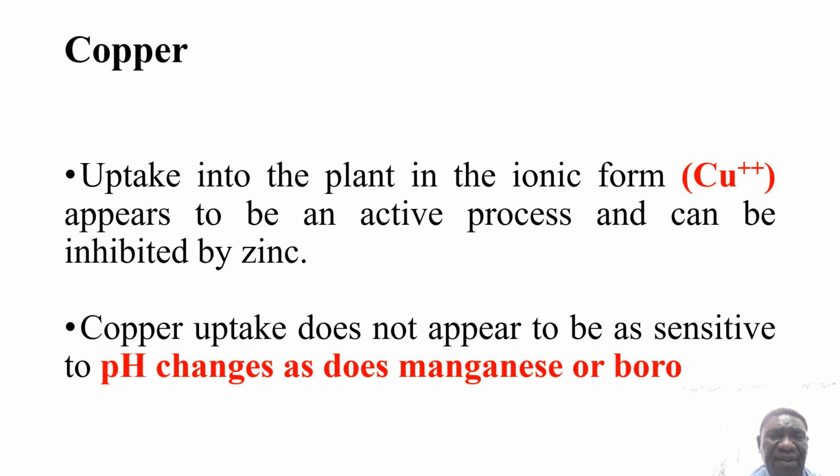The next micronutrient is copper. Uptake into the plant is in the ionic form, copper Cu++, appears to be an active process, and can be inhibited by zinc. Copper uptake does not appear to be sensitive to pH changes, as manganese or boron are.